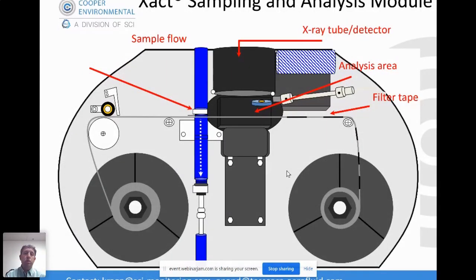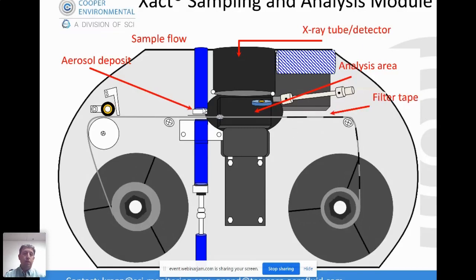This slide here shows a schematic of the inside of the analysis area. What you have here is your filter tape. It's a reel-to-reel filter tape. We use a Teflon filter. And this blue cylinder here represents our sampling inlet. The aerosol is sampled through here at a rate of 16.7 liters a minute, which corresponds to the rate required for PM10 or PM2.5 particle size cut points on standard EPA samplers.